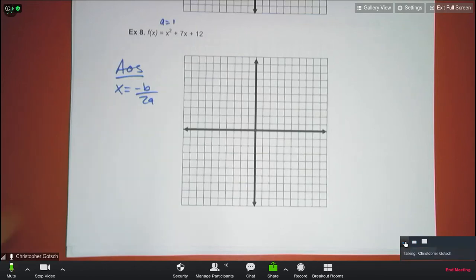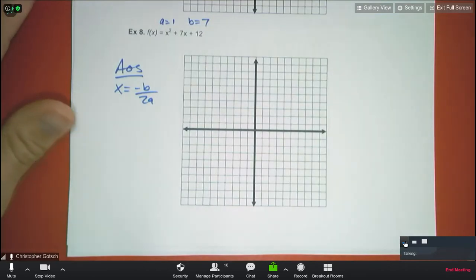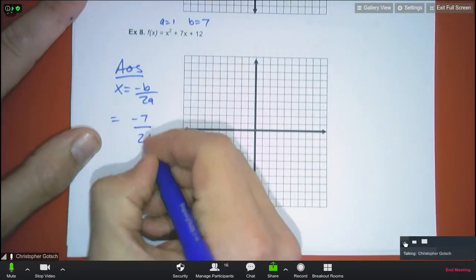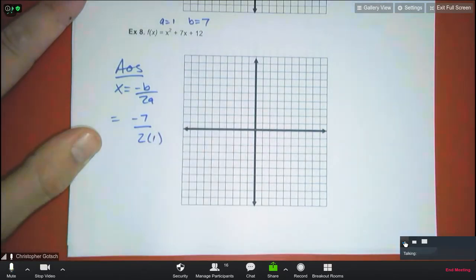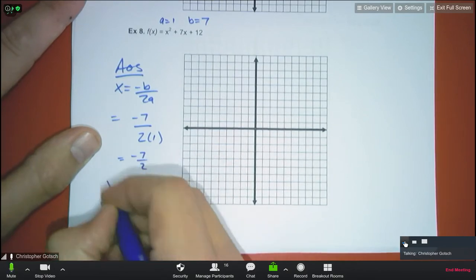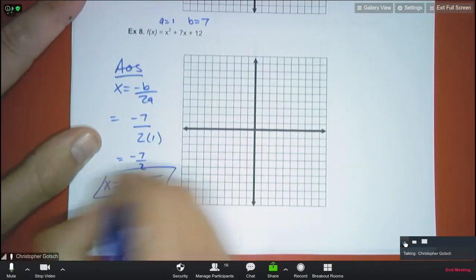The b value is the number in front of x. So we plug that in. I got negative 7 over 2a, which is 1. And then I simplify, that's just negative 7 halves, or I even prefer a decimal, negative 3.5. You guys okay with that?